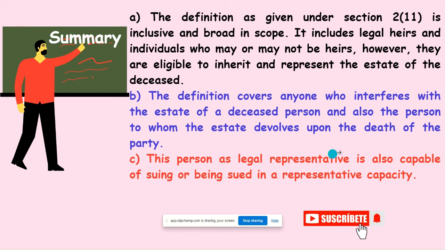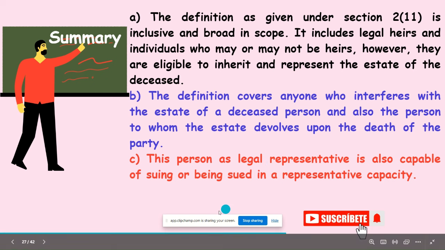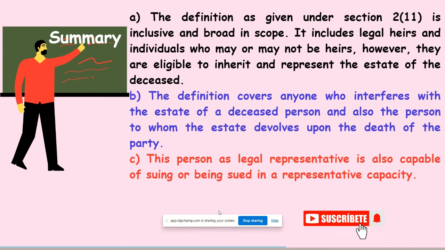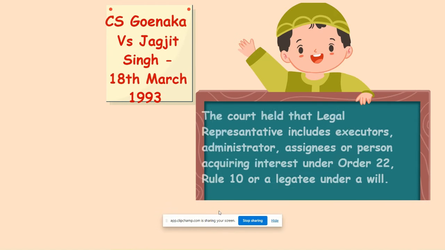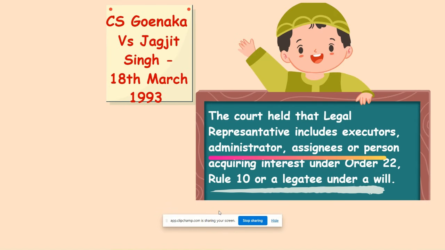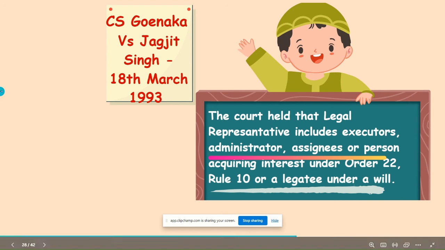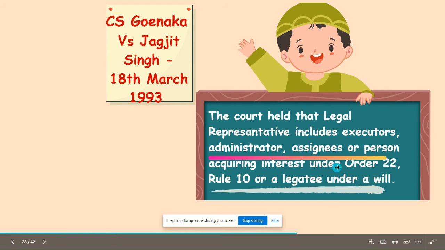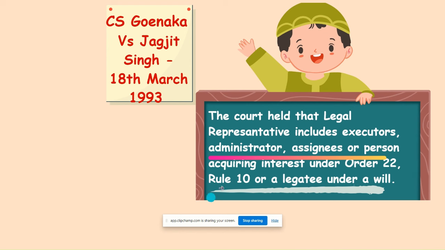This person as legal representative is also capable of suing and being sued in a representative capacity. ये हो गया इसके बारे में लीगल रिप्रेजेंटेटिव के बारे में. Now, next we are going to see, so far as this case is concerned, it says that legal representative includes executors, administrators, assignees, or a person acquiring interest under Order 22 or Rule 10 or 50 under a will, so far as this case is concerned.